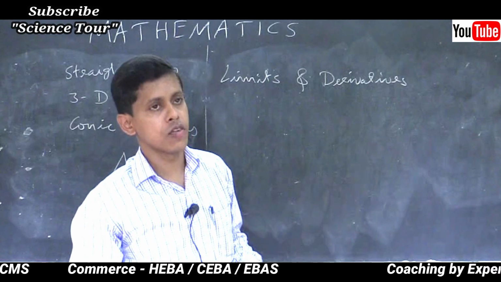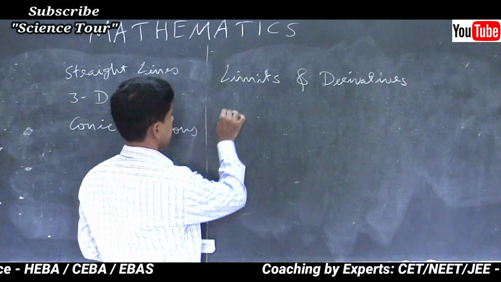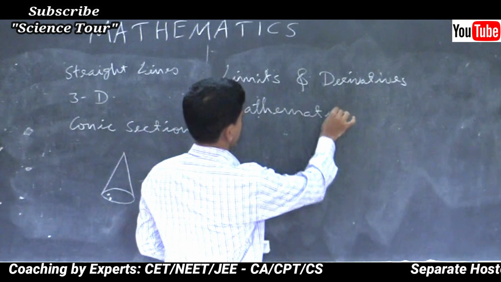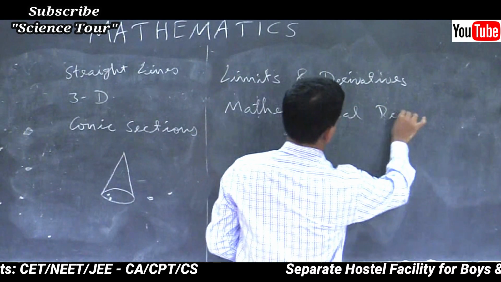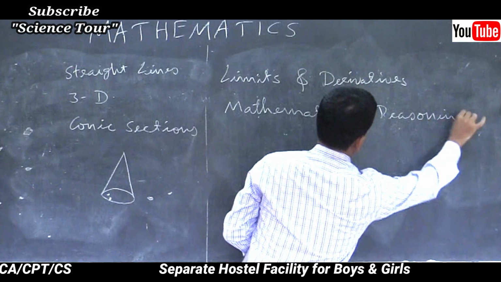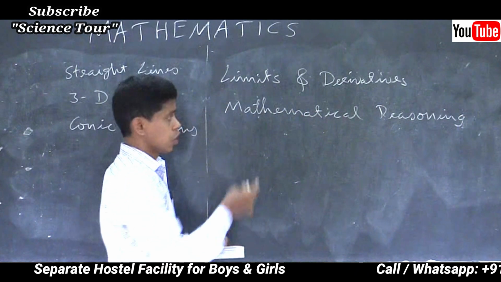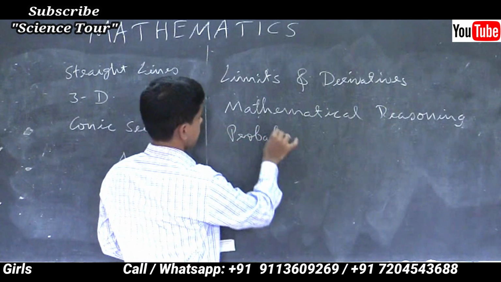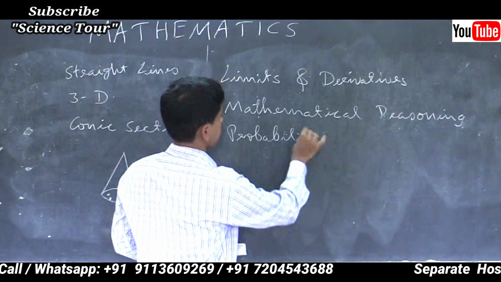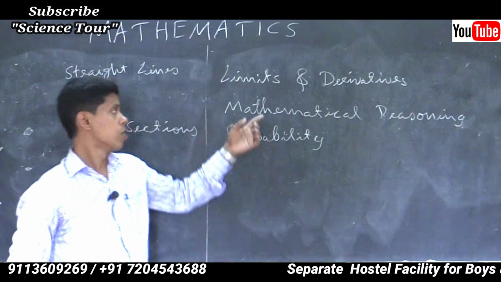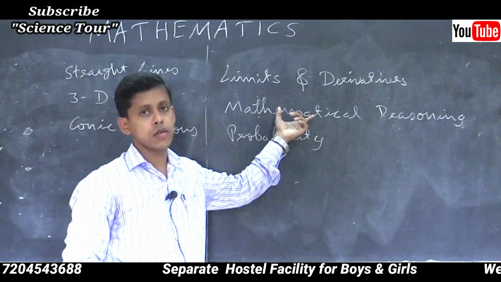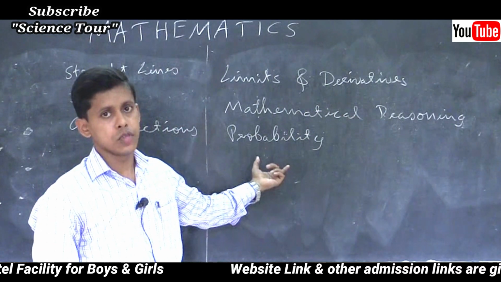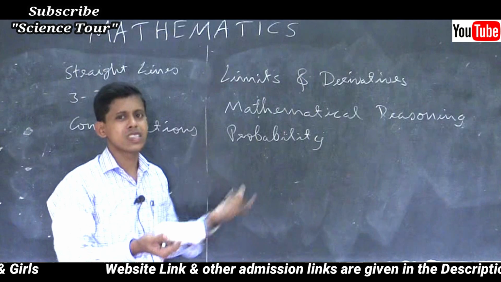the analysis part of maths, that is you have mathematical reasoning, logic, and then you have probability. Alright, so mathematical reasoning is logic, mathematical logic also it is called, and it is probability. I'm sure you know at least few things about probability.